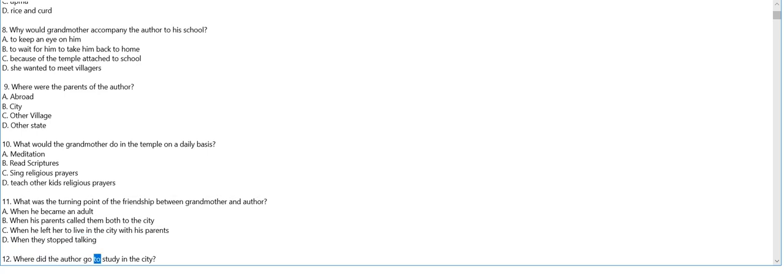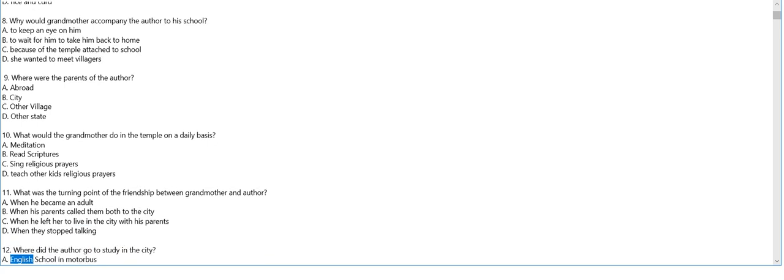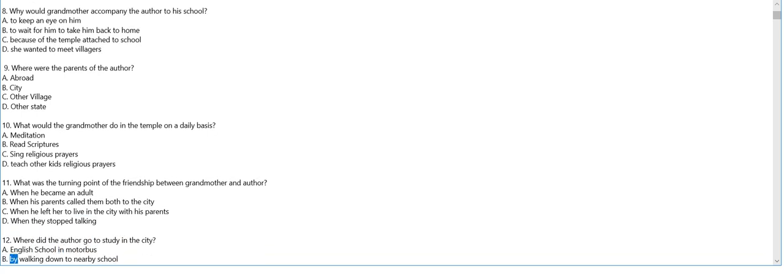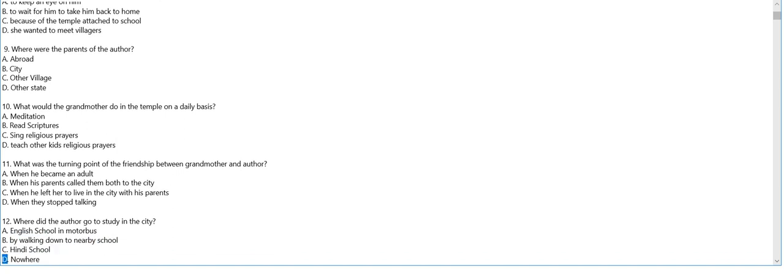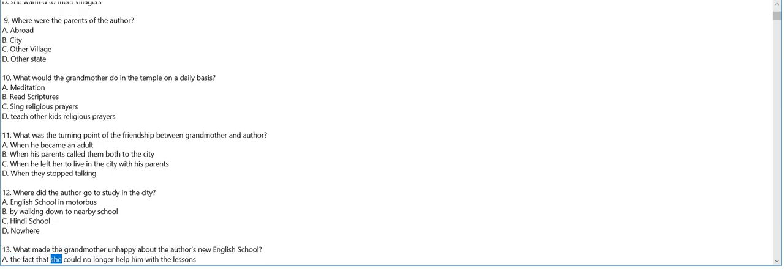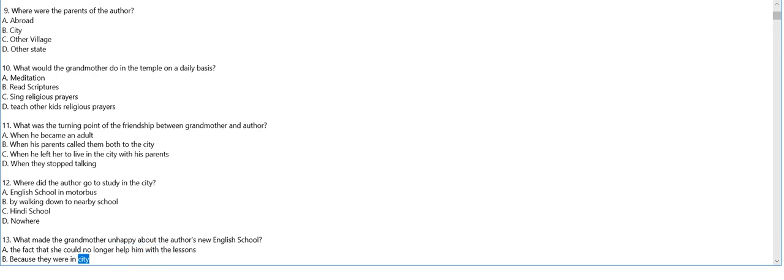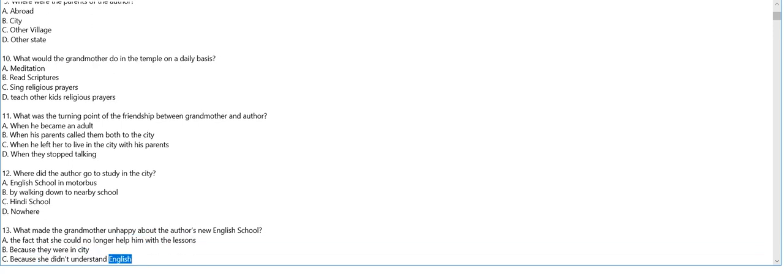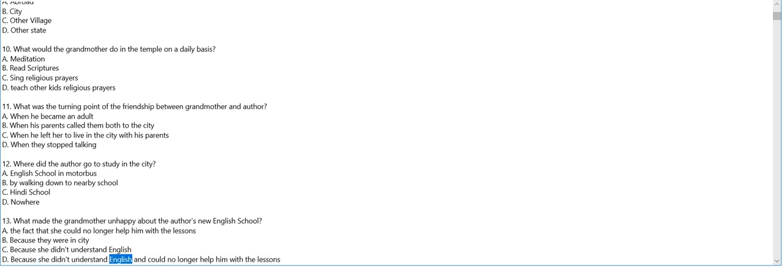12. Where did the author go to study in the city? A. English school and motor bus. B. By walking down to nearby school. C. Hindi school. D. Nowhere. 13. What made the grandmother unhappy about the author's new English school? A. The fact that she could no longer help him with the lessons. B. Because they were in city. C. Because she didn't understand English. D. Because she didn't understand English and could no longer help him with the lessons.